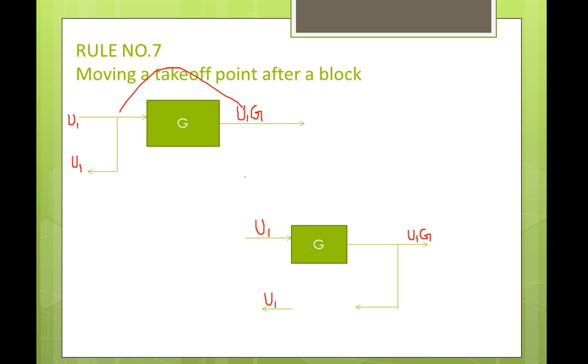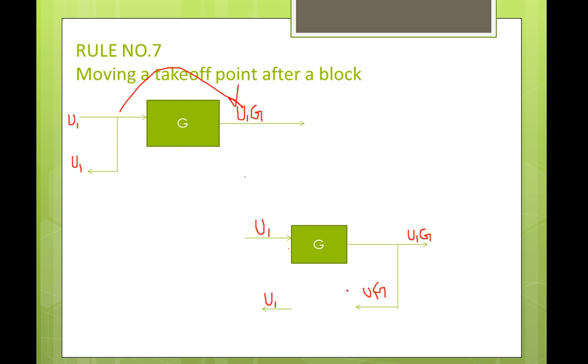Whenever you are moving the takeoff point after the block, whatever value you have at the takeoff point, the same value you need to get after moving also. Here, after moving, you are getting u1 into g. But at the takeoff point you need to get u1 only. So instead of getting u1, you are getting u1 into g.